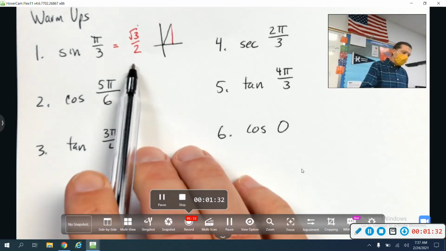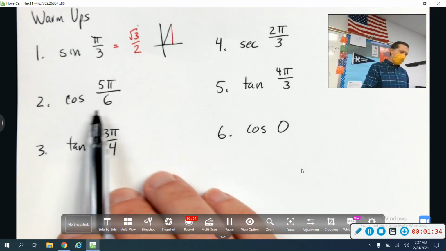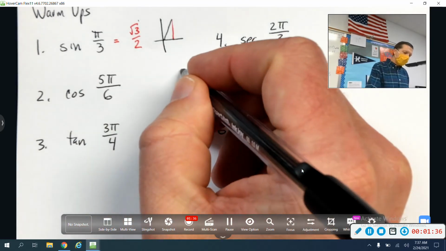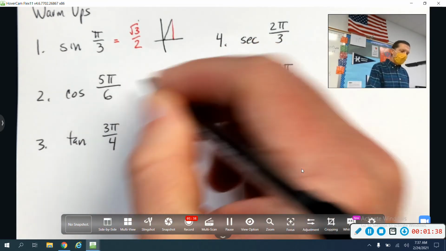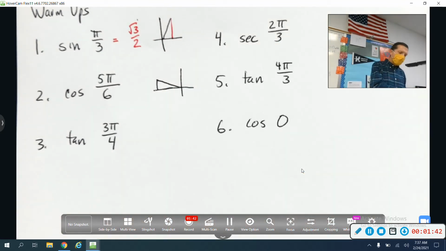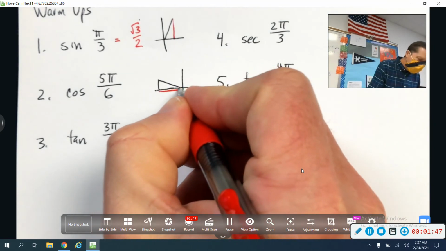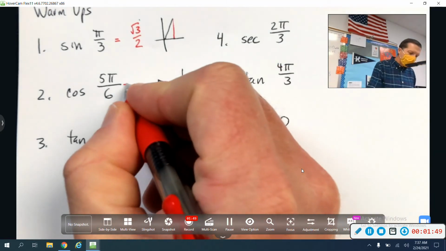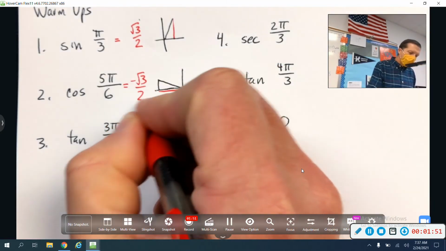So number one, we talked about root 3 over 2. Number two, cosine 5 pi over 6. So 5 pi over 6 is almost a pi. So right there in the second quadrant, cosine is the x-coordinate. So that would be this length. That looks like a long side to me.